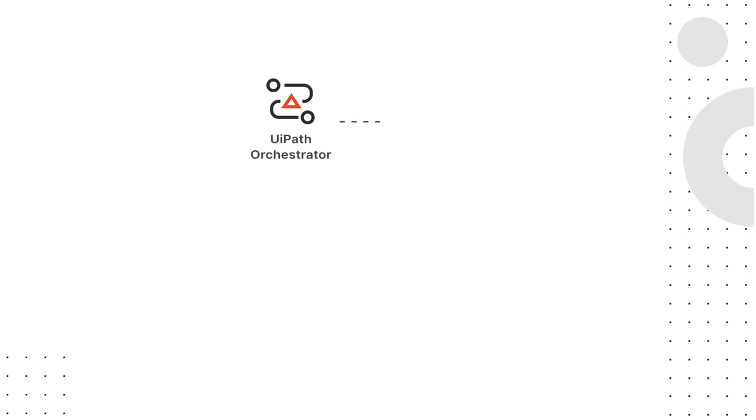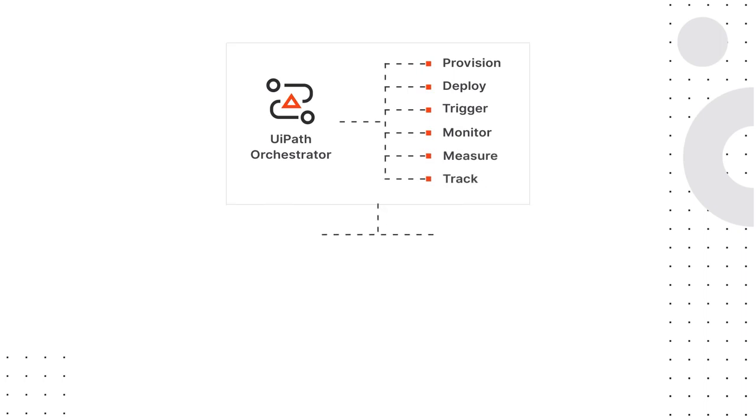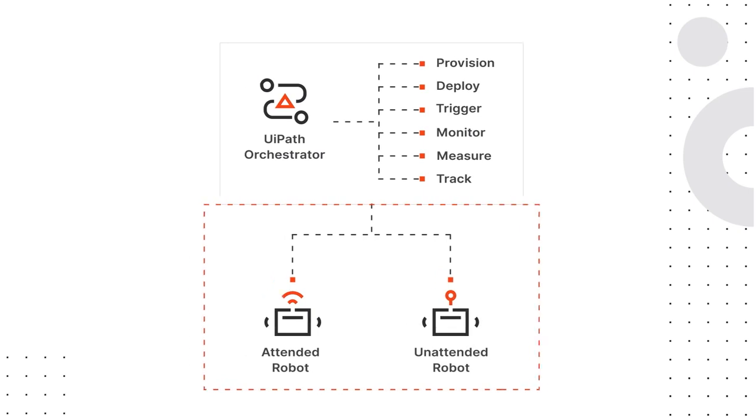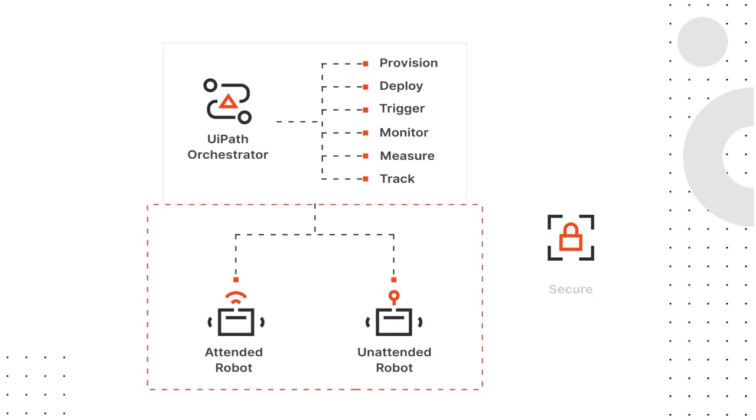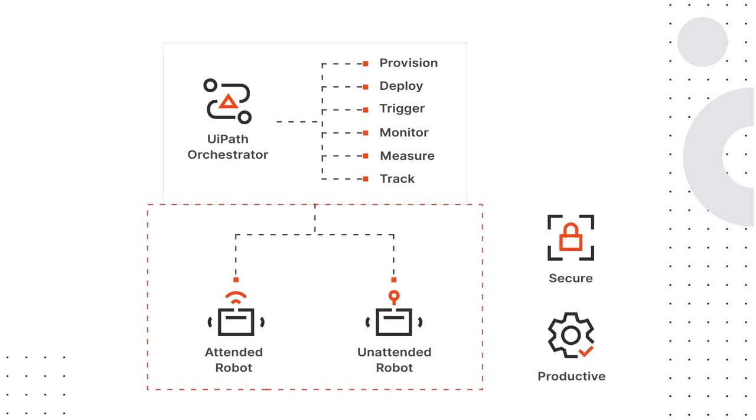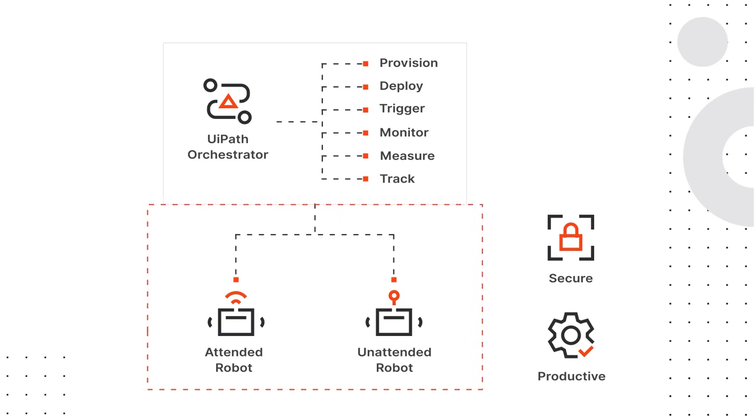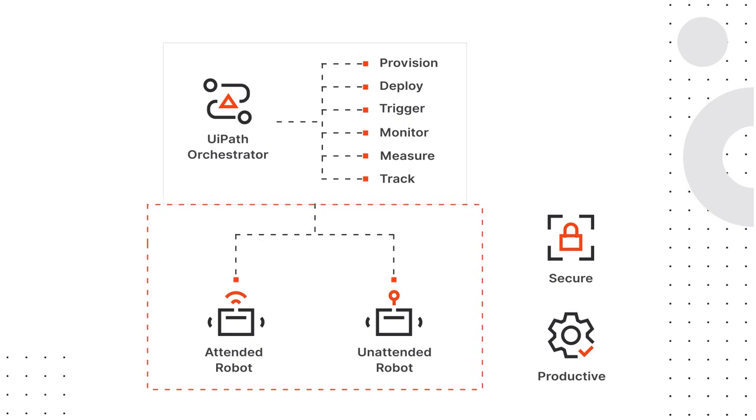With UiPath Orchestrator, it's easy to provision, deploy, trigger, monitor, measure, and track the work of attended and unattended robots. This way, our entire digital workforce is secure and productive. But wait, so many concepts to grasp from just this one phrase. So let's go through them one by one.